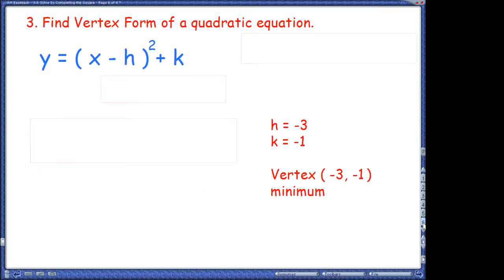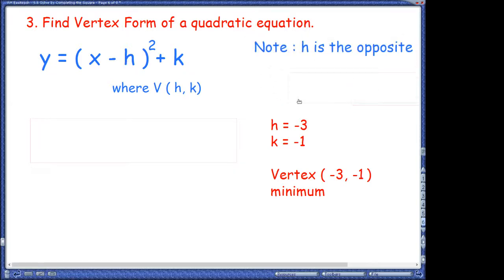Now here is part B. Part B says find the vertex form of a quadratic equation. The vertex form of a quadratic equation is written as y equals x minus h squared plus k. And in this form, the vertex is at h comma k. Notice that the k is the same, but the h is the opposite. So, for example, if this is the vertex form, then we know h is equal to -3, k is equal to -1. So the vertex is at -3, -1.